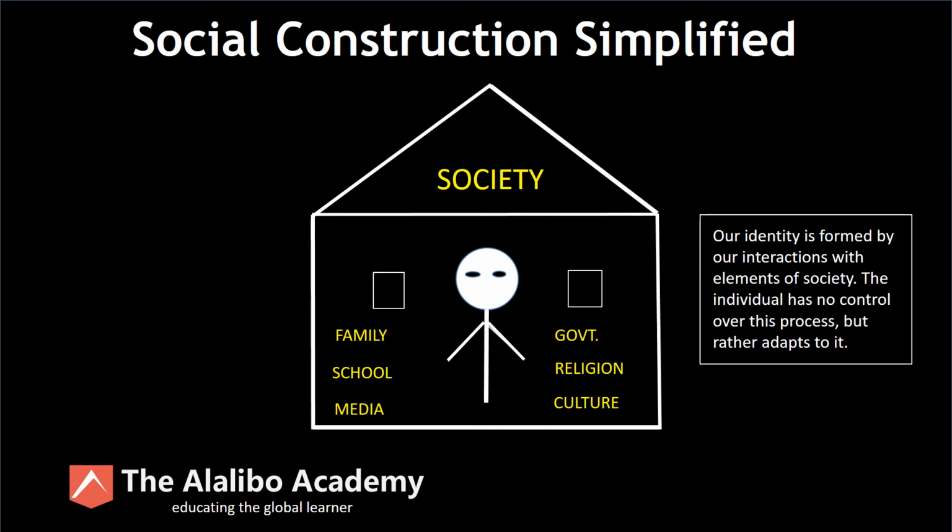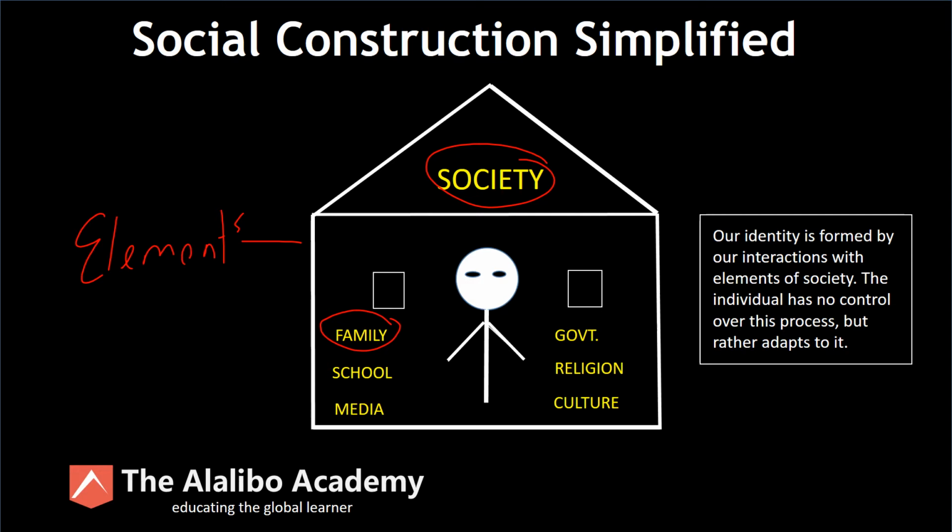Now, let's take a look at this example. In this example, you see a house, and the house represents society. And in society, we have what is called elements. So let's put that here. Elements. We have several elements. For example, family. Family is very important to us.